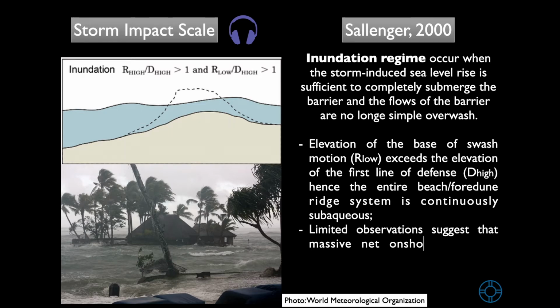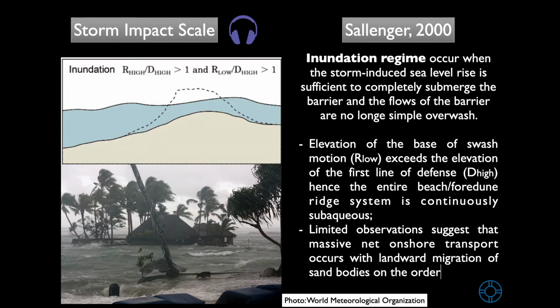The limited observation suggests that massive net onshore transport occurs with landward migration of sand bodies on the order of 1 kilometer. This photo is from the World Meteorological Organization and shows a coastal area completely inundated. Let's see one animation in the next frame.